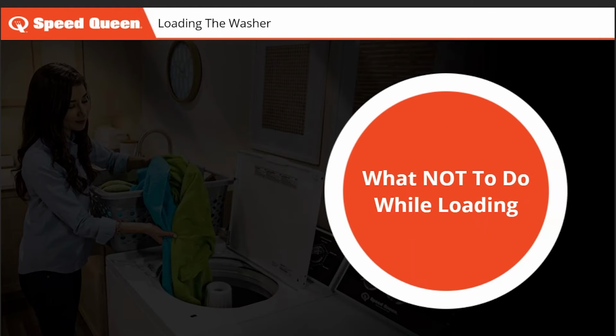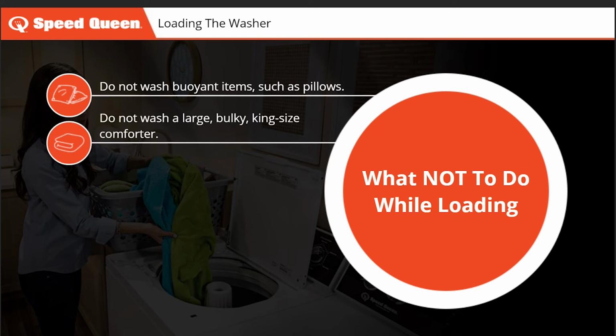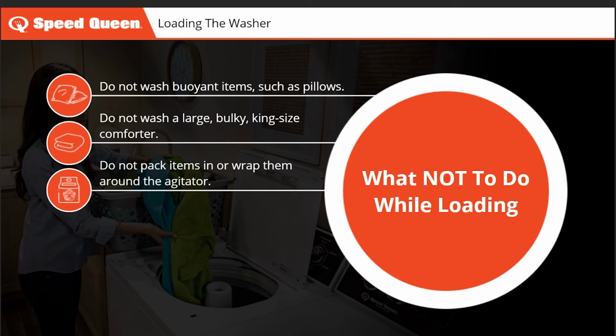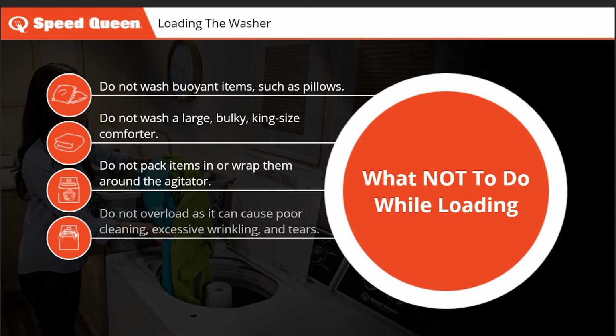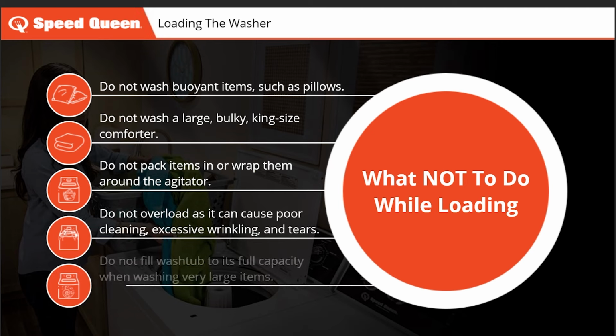Highlight what consumers must avoid when loading the laundry. Do not wash buoyant items or a bulky king-size comforter. Do not pack items in or wrap them around the agitator. Do not overload the machine, as it can cause poor cleaning, excessive wrinkling, and tears. Avoid filling the wash tub to its full capacity when washing very large items.